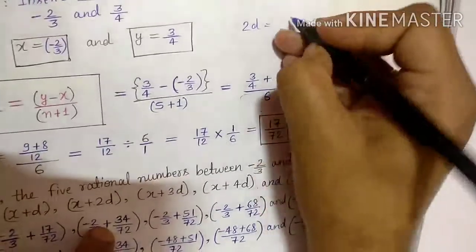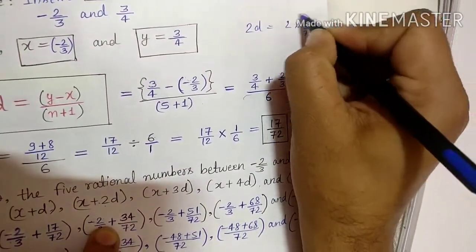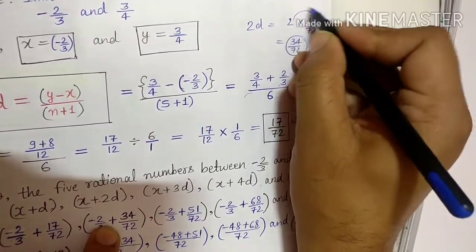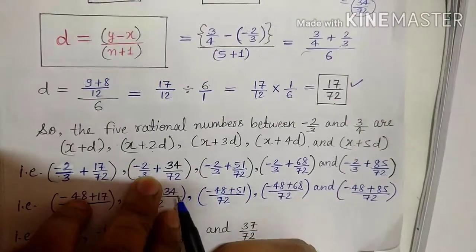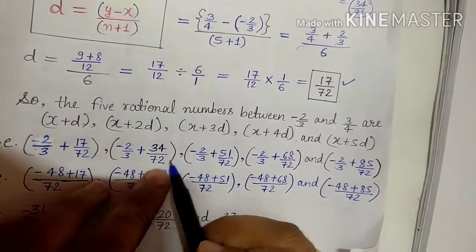So we can write 2 multiply by 17 upon 72. So 17 2s are what? 34 upon 72. So basically we are multiplying by 17. The 17 table we are reading here. Okay. So 17 2s are, we can say what? 34 upon 72. Then x plus 3d.